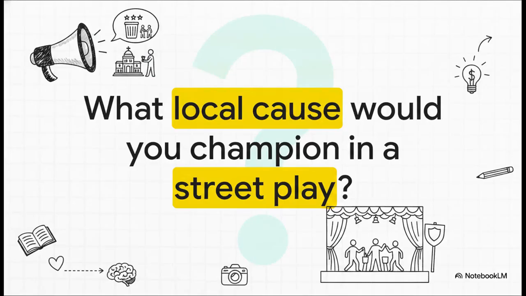To wrap this explainer up, I want to leave you with a bit of a challenge. What local social cause would you champion in a street play or a community campaign? I really challenge you to take everything you've learned today, the storytelling, the mechanics of persuasion, the storyboarding, and apply it directly to your own neighborhood. Maybe it's maintaining a local park or highlighting your city's heritage. The tools of creation are literally in your hands right now.